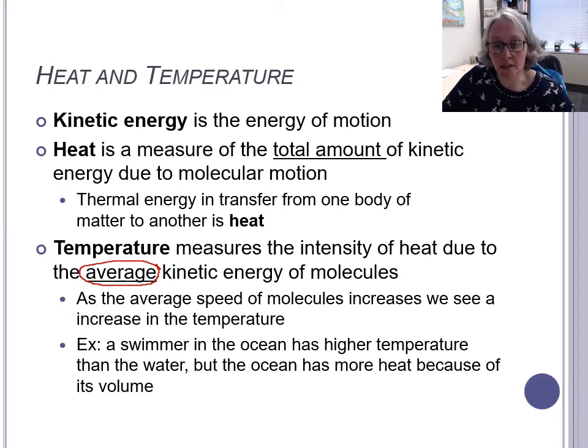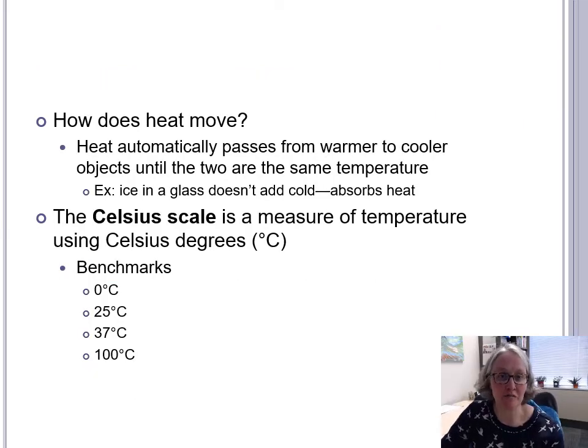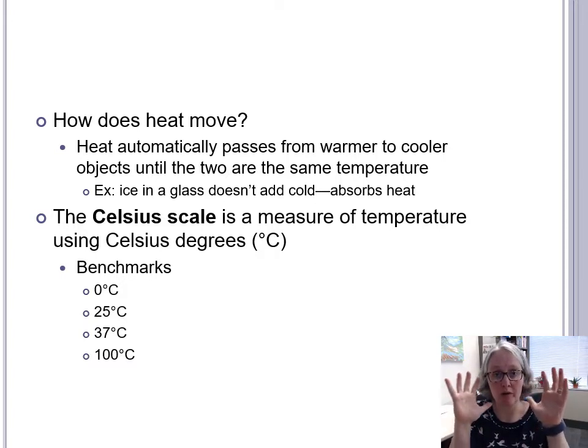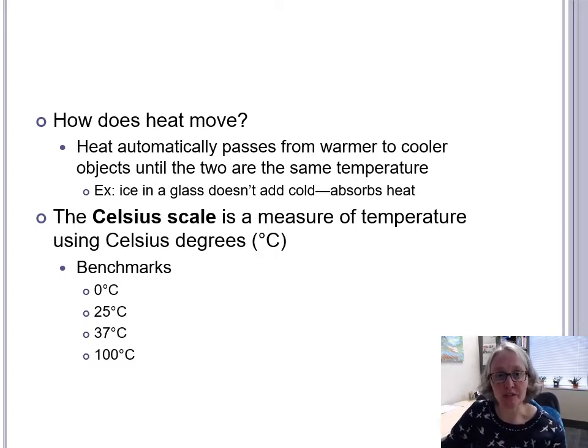Related to this idea of water, how does heat move? Heat is going to move exactly the opposite way than what you probably assume. Heat is going to pass from a warmer to a cooler object until the two are the same temperature. So when you put ice in your glass, it's not making things colder. Instead, what's happening is those warmer molecules with more heat in them are going from the warm liquid into the colder ice cube. In order to measure temperature, we use our Celsius scale. You should have been exposed to this in lab.